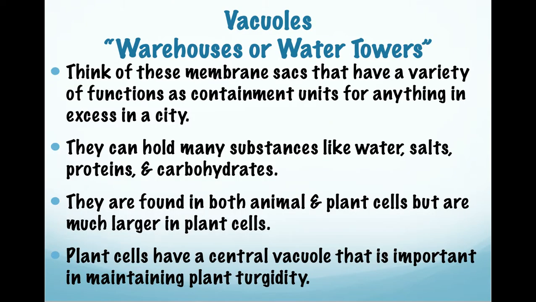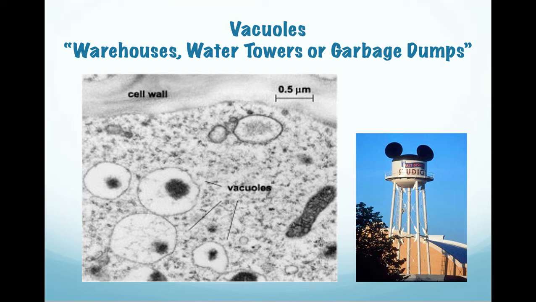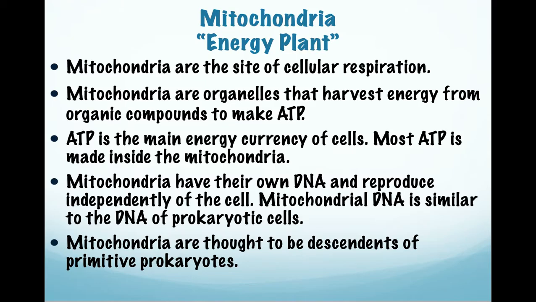Vacuoles can be found in both plant and animal cells, but they are much smaller in an animal cell than in a plant cell. And they're like a water tower, or like a warehouse. They store all of the extra stuff. So if you look, this is from a plant cell. You can see those big vacuoles. They're just round ball-like structures that store excess material.